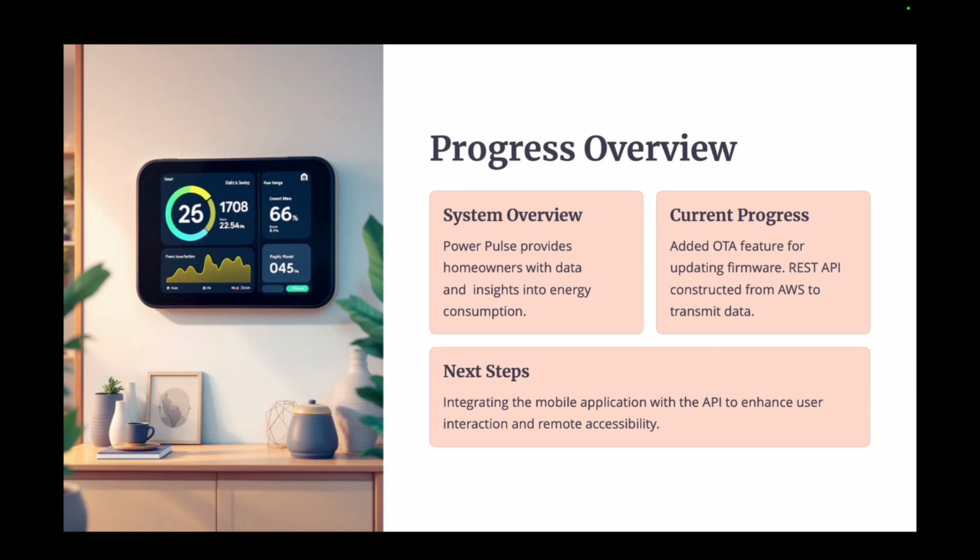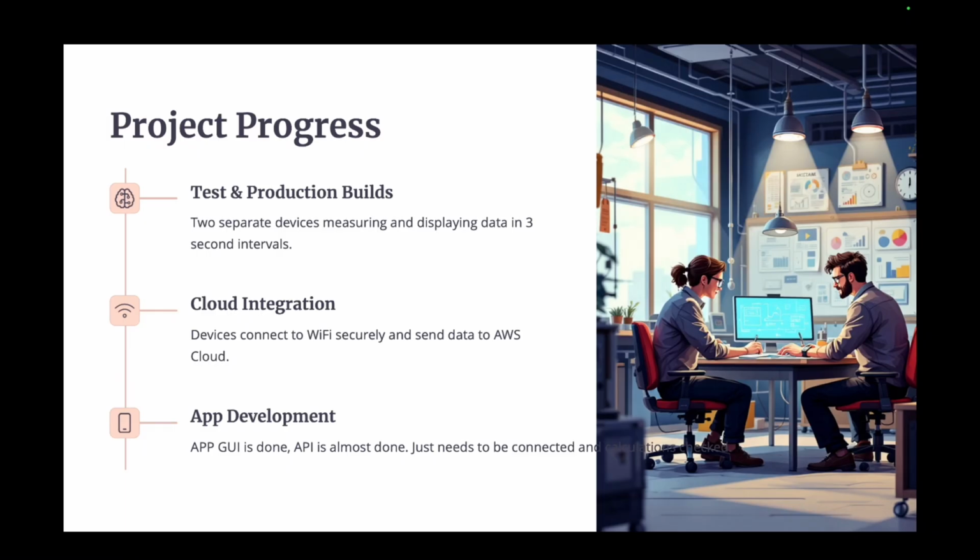Going into our progress, we have our test and production builds, where we have two separate devices measuring and displaying data in 3-second intervals. Then we have our cloud integration, where our devices connect to Wi-Fi in a secure way and are able to send data to our AWS cloud. Finally, we have our app development, where our app GUI is done and our API is almost done. It just needs to be connected and checked.